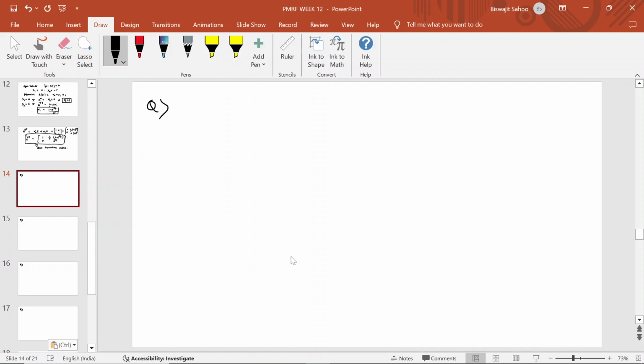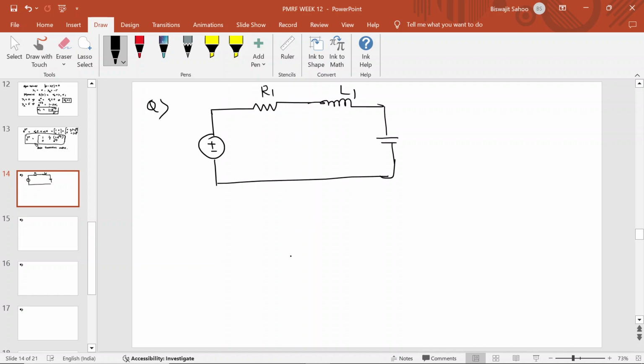Let me solve that question. The electrical network is given, which has a resistor R1, an inductor L1, and here is your capacitor whose voltage across it is given as plus minus Vc. Another inductor is there having value L2, and another resistor having value R2. How do we find the state transition matrix of this electric network?